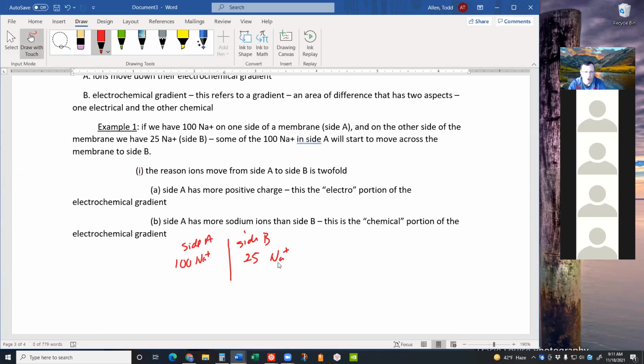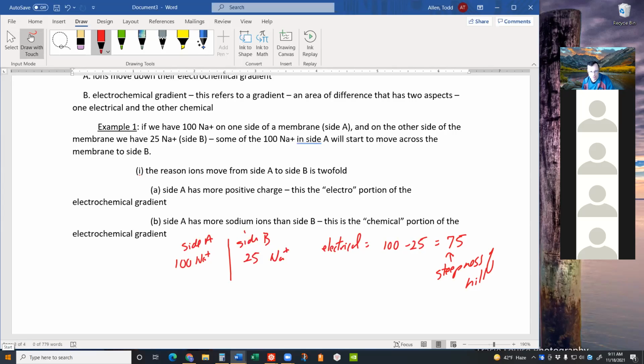Okay, so from an electrical perspective, I have 100 minus 25. The membrane potential, the difference, is a difference of 75. So this is the steepness of my hill. Okay, that's the steepness of my hill.